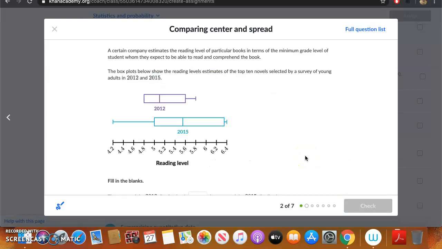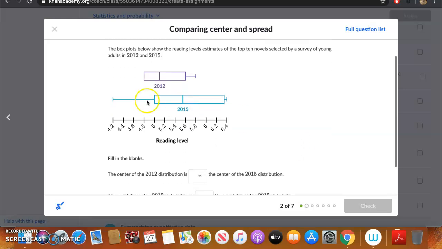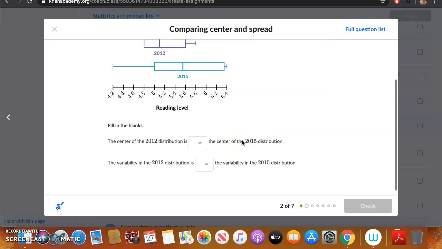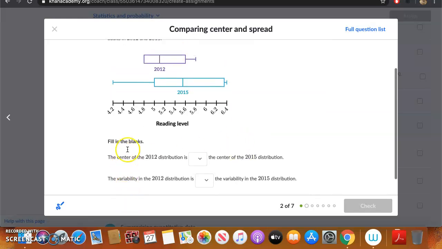A certain company estimates the reading level of particular books in terms of the minimum grade level of student whom they expect to be able to read and comprehend the book. The box plot below shows the reading level estimates of the top 10 novels selected by a survey of young adults in 2012 and 2015. All right, so here is the reading level estimates of the top 10 novels that were selected by the young adults. So again, we're comparing the center and variability of the distributions.